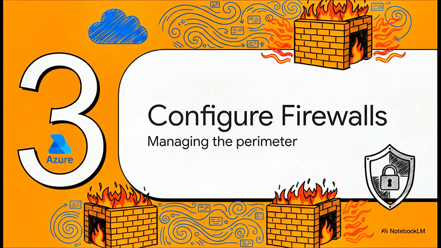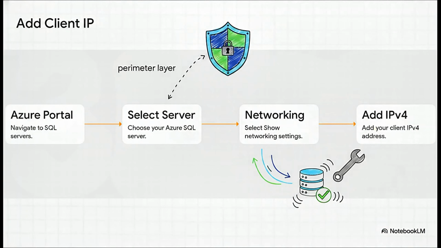And that brings us perfectly to Section 3, configuring Azure Firewall rules. Now that the server is up and running, we need to explicitly verify and manage our perimeter layer. Over in the Azure Portal, you'll search for and navigate to your newly created SQL Server. From that overview screen, jump straight into the networking settings.